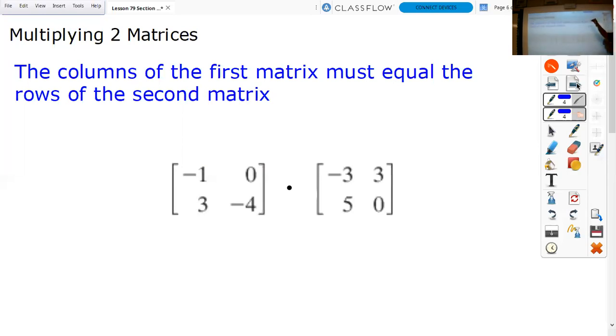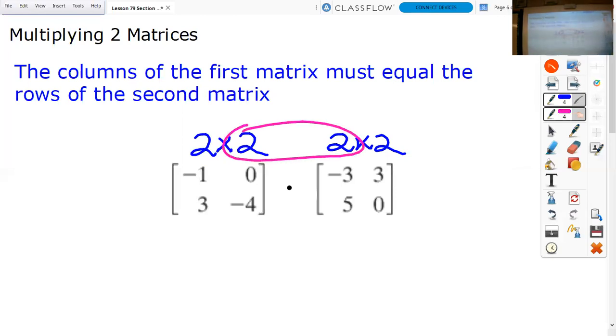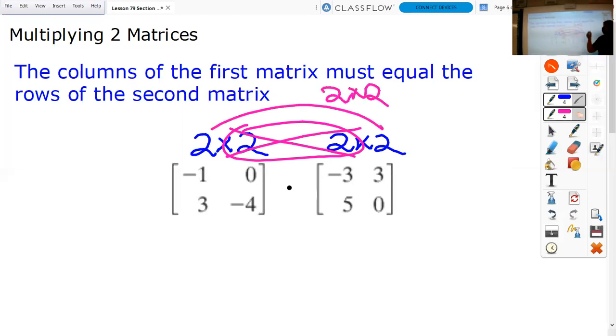All right, so how we check for this to be true, columns of the first and the rows of the second, we write the size of each one. So first matrix is a 2 by 2. Second matrix is also a 2 by 2. So what you check for that rule is that the insides match up. As long as they match up, you're good to go. They cancel out, so think of them as canceling. And your answer is going to be what's left over. So the answer is going to be a 2 by 2 matrix.